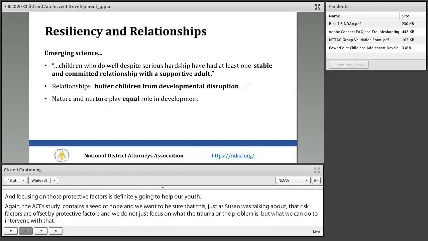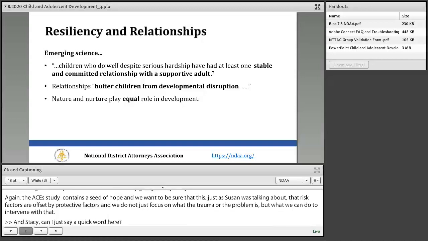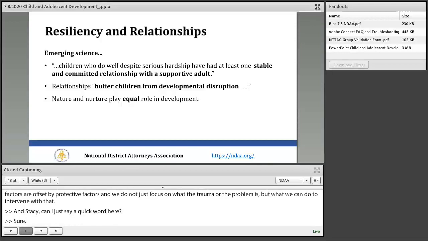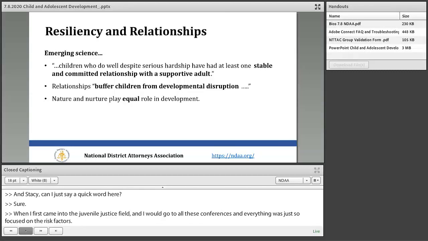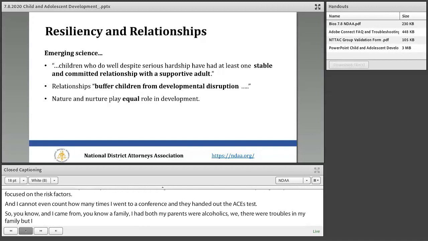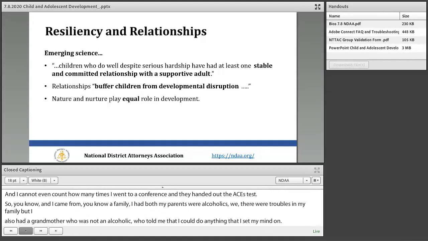Stacy, can I just say a quick word here? When I first came into the juvenile justice field, I would go to all these conferences and everything was so focused on the risk factors. I can't even count how many times I went to a conference and they handed out the ACEs test. I came from a family where both my parents were alcoholics. There were troubles in my family. But I also had a grandmother who was not an alcoholic, who told me I could do anything I set my mind on. She not only balanced out the negative, she totally put the scales in my favor.